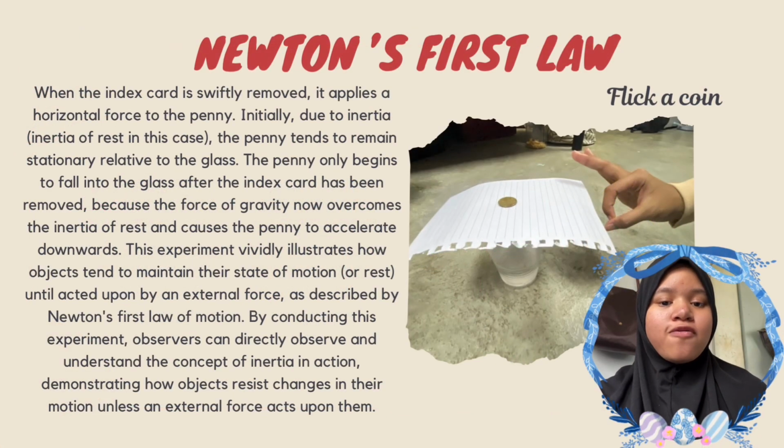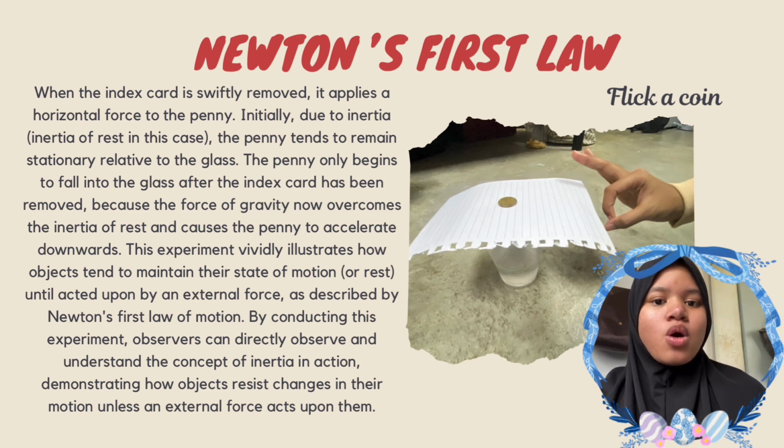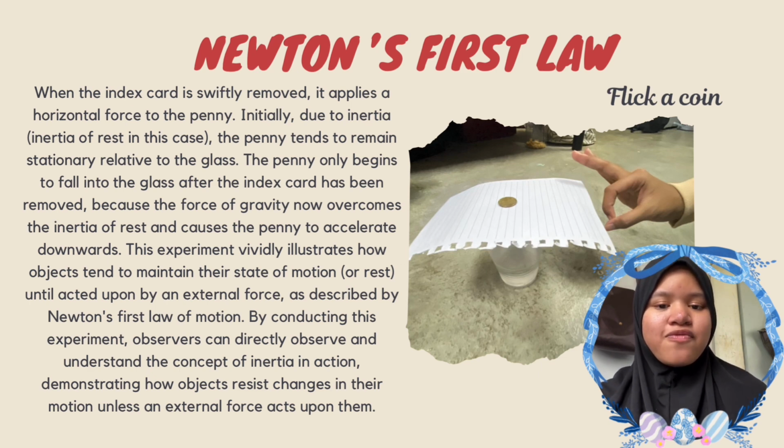Newton's first law of motion, often called the law of inertia, can be observed with a coin in water. According to this law, an object at rest will stay at rest, and an object in motion will continue in motion at a constant velocity unless acted upon by an external force. When you pull the paper, a coin will fall into the water.